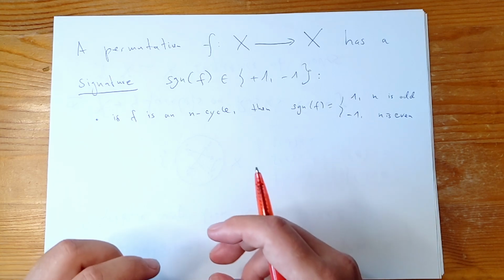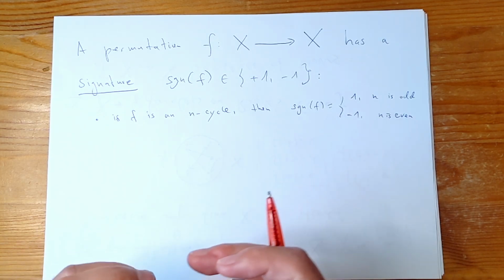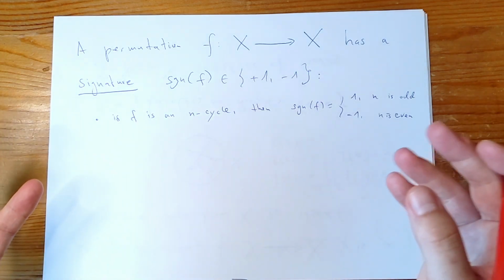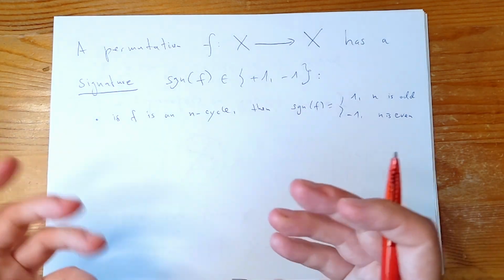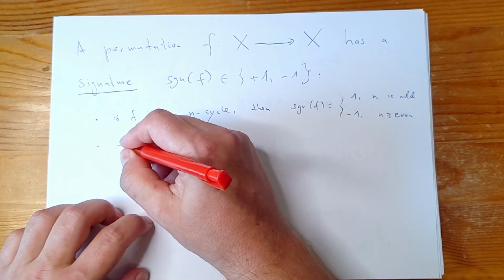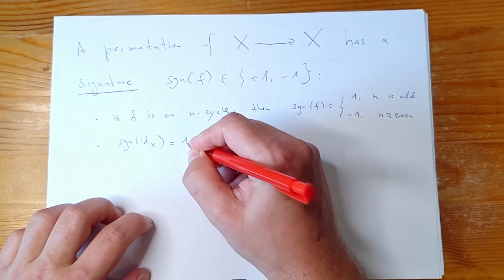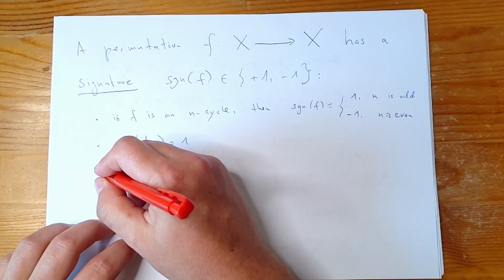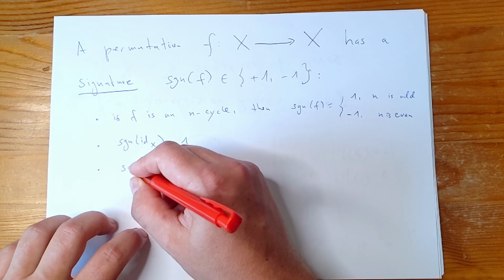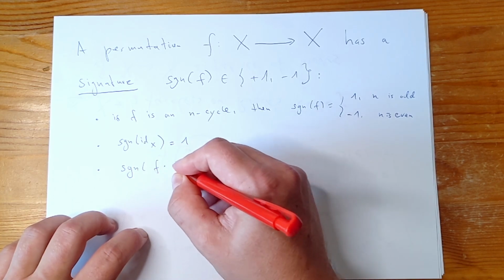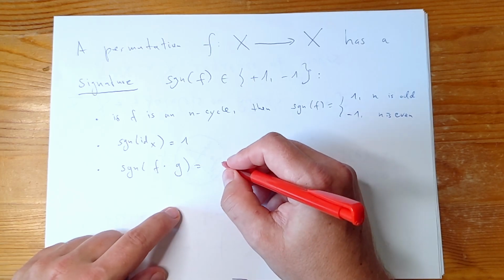So this means that we can compute the signature of a permutation very easily if we have an n cycle. For example, a 3 cycle has signature 1, a 4 cycle has signature -1. Also, when you plug in the identity, this is always 1, okay? And very important, if you compose two permutations, f times g, the signature of this is just the product of the signatures.